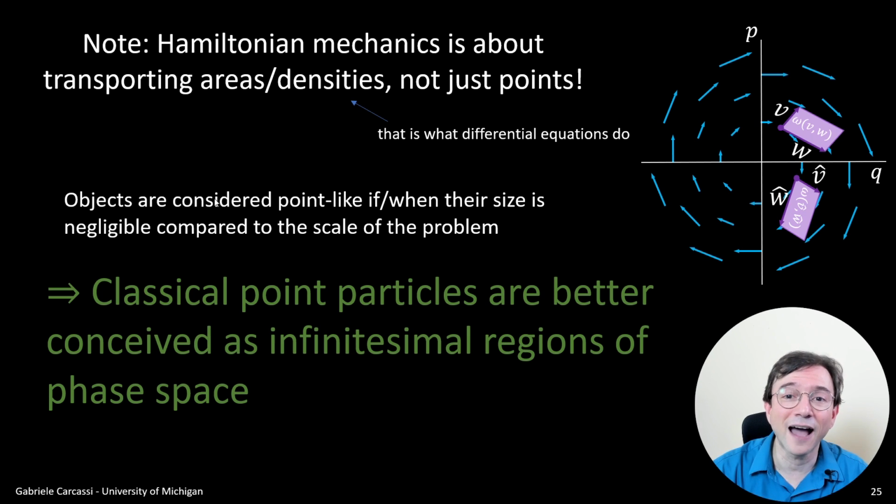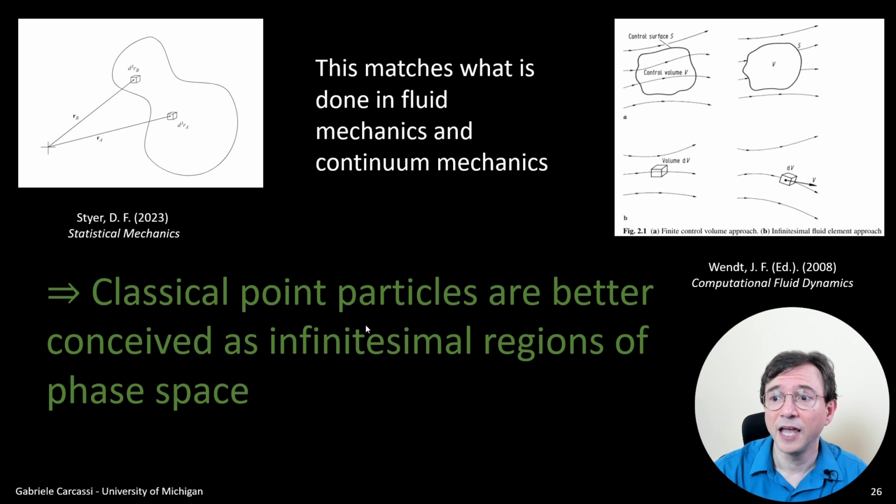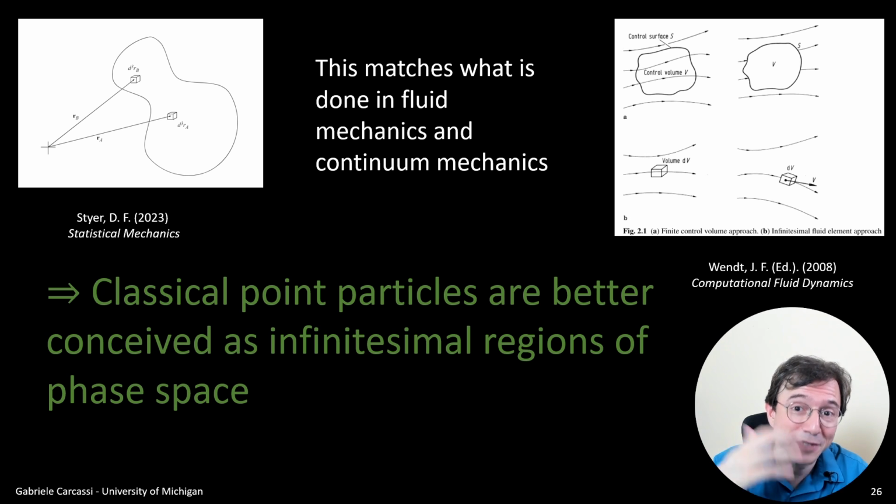And objects then are really considered point-like when their size is negligible compared to the scale of the problem, but the size is there, it is never zero. It's something that we are not considering anymore, but it's something that is always there. And this actually matches how we use classical mechanics when we do fluid dynamics and continuum mechanics. We always think of the infinitesimal pieces and the forces acting on those infinitesimal pieces and so on. So this actually makes the whole thing in classical mechanics more coherent.